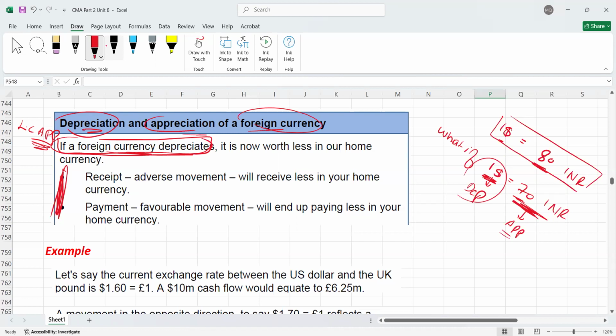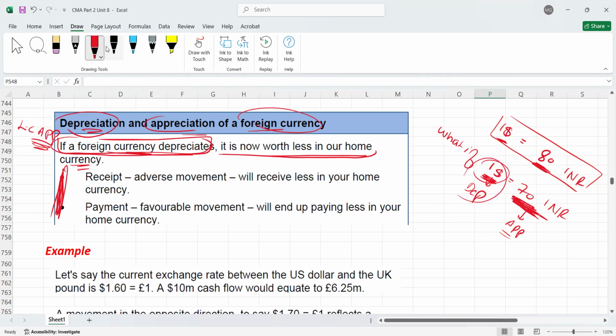If the foreign currency depreciates, it is now worth less in your home currency. What does it mean? Previously you were giving 80 to get $1. Now you are giving 70 to get $1. It means it is now worth less in your home currency, right? The dollar is worth less in your home currency now because it is 70, right?